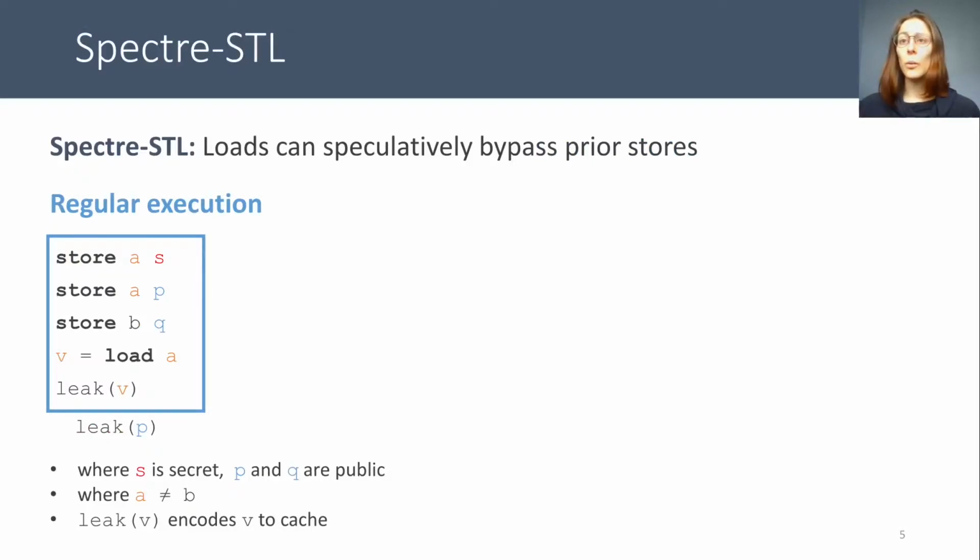The other variant we will talk about is Spectre-STL. It exploits the fact that loads can speculatively bypass prior stores. Let's again illustrate with an example. So in this program, a secret S is stored at an address A. Then it is overwritten with a public value P. Then there is a third store at an address B that is distinct from A. And finally, the program loads the value at address A and encodes it into the cache. Here, the program is safe because the data that is leaked is the public value P.